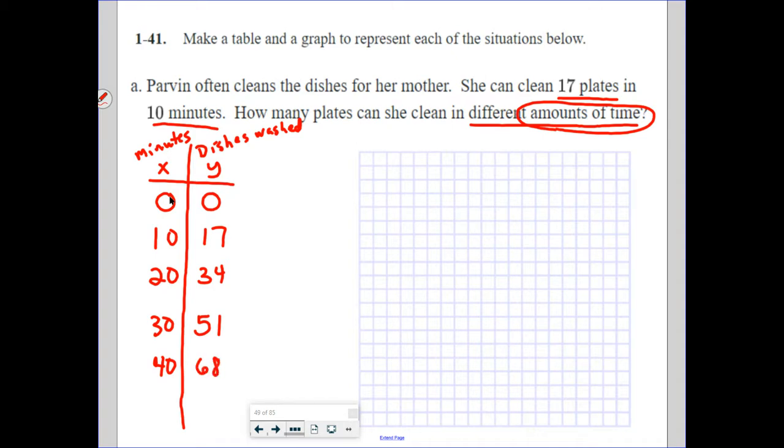68. One more, you say? Fine, one more. Let's go all the way to 50 minutes. And if you add 17 to 68, how much do you get? You get 85. Okay, now we're going to make a graph. Now think about it. Think about what we just did, okay?